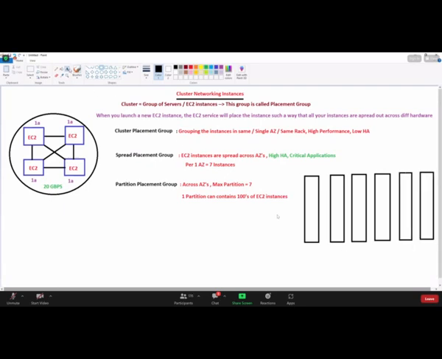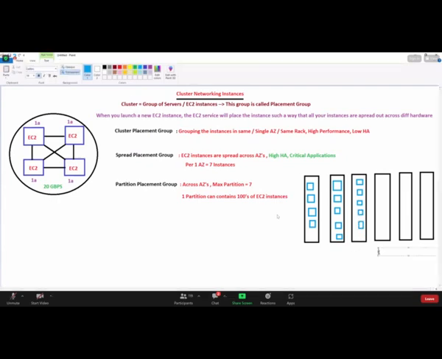Okay. So in the partition, can you have EC2 instances? Like this, how many EC2 instances can you have? Seven is the limit for partitions. But how many EC2 instances can you have in each partition? Hundreds, so many you can have. But the maximum number of partitions is 7.